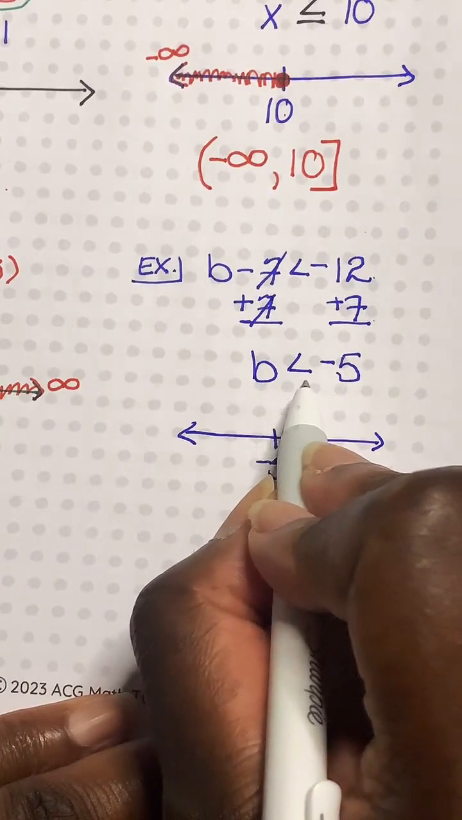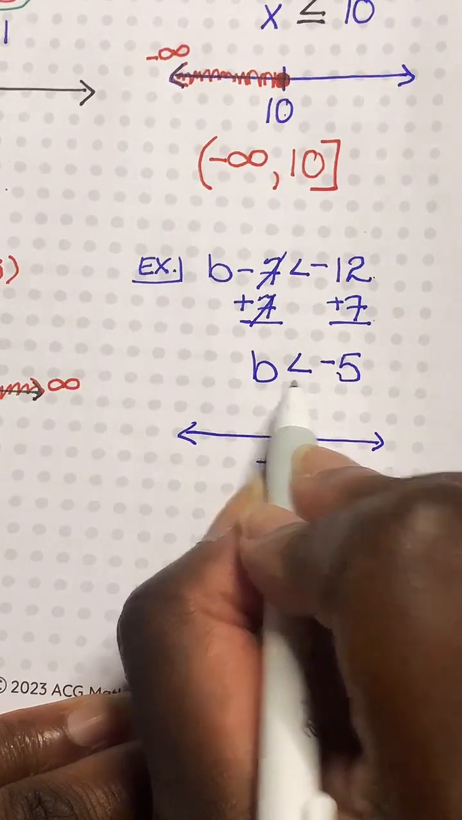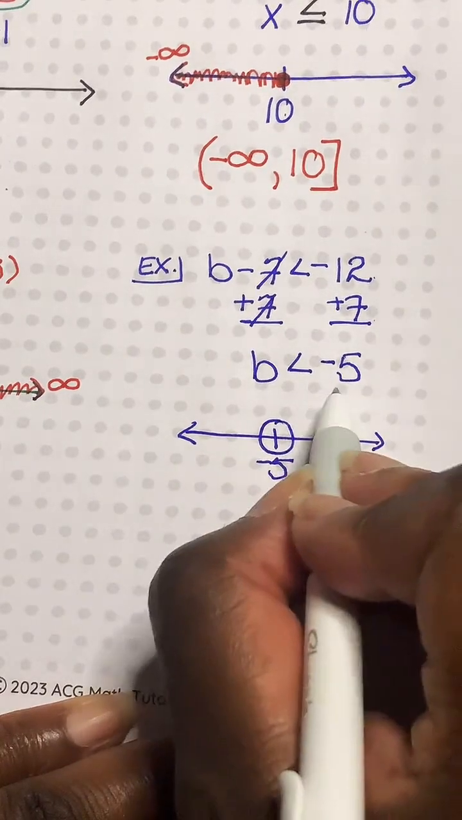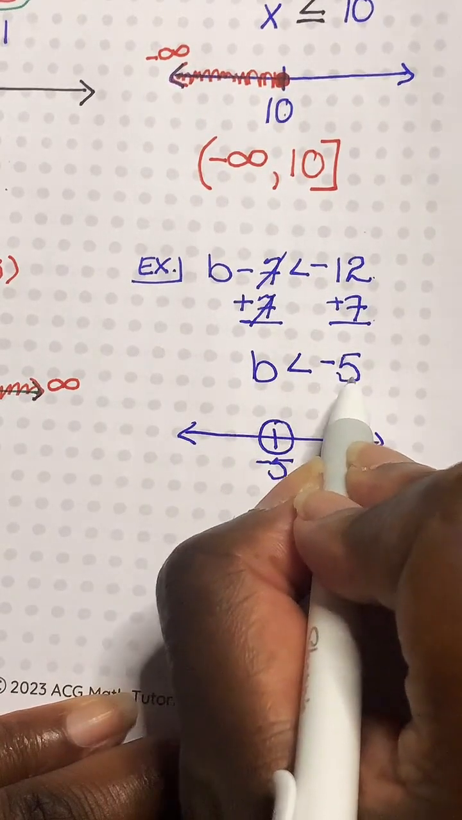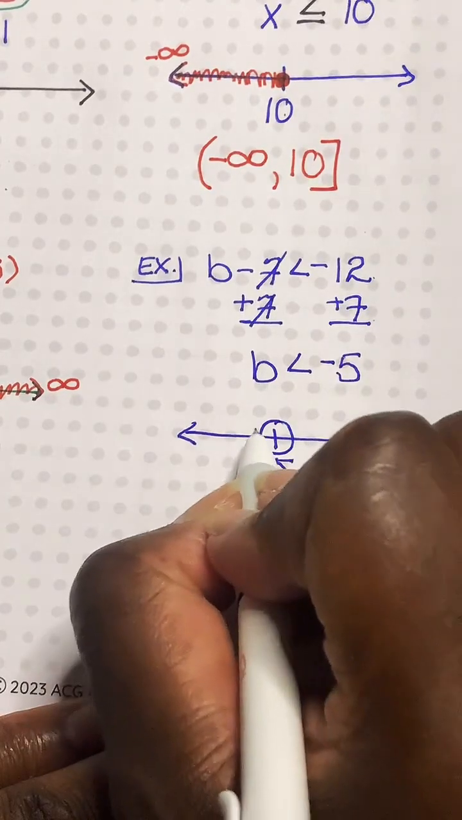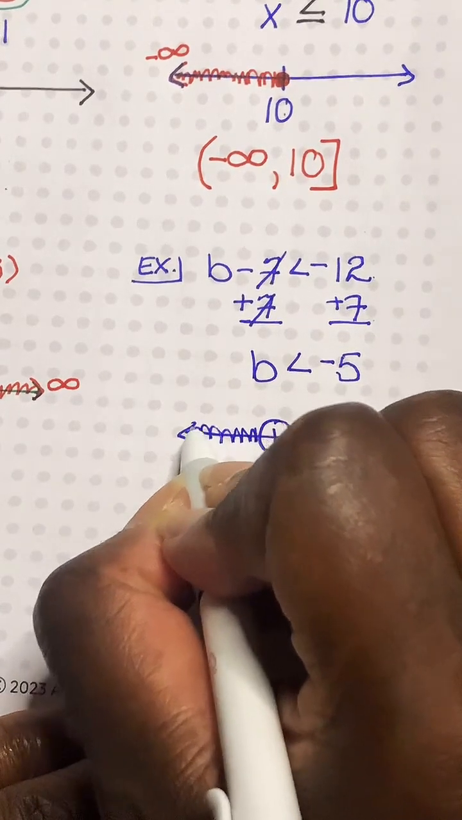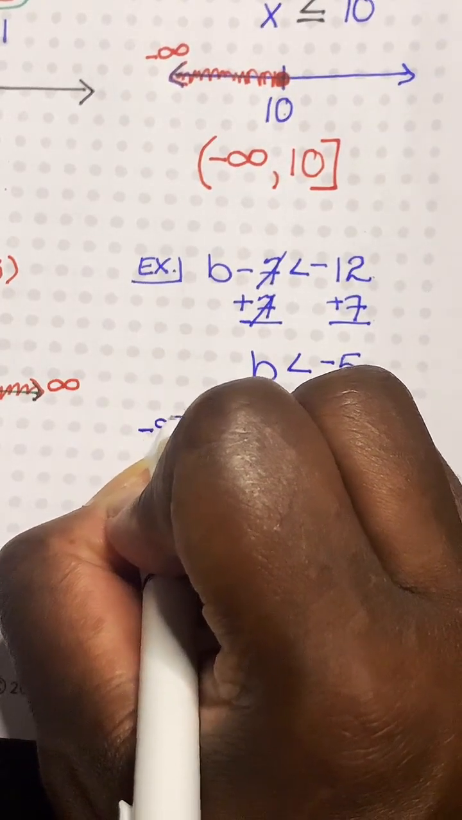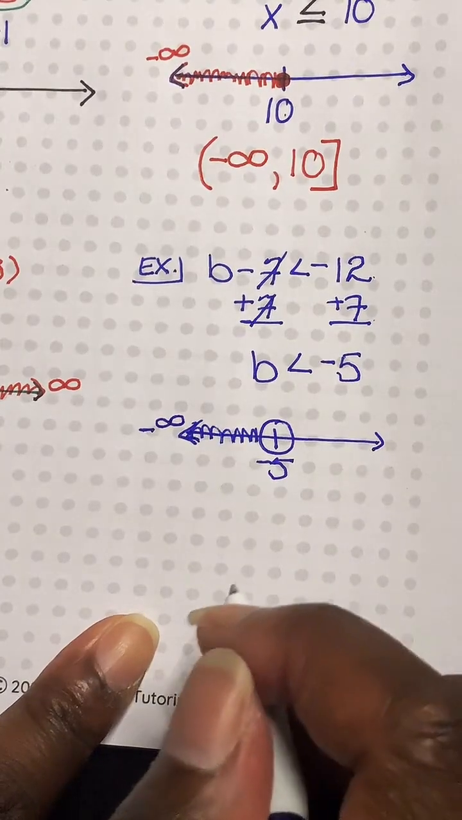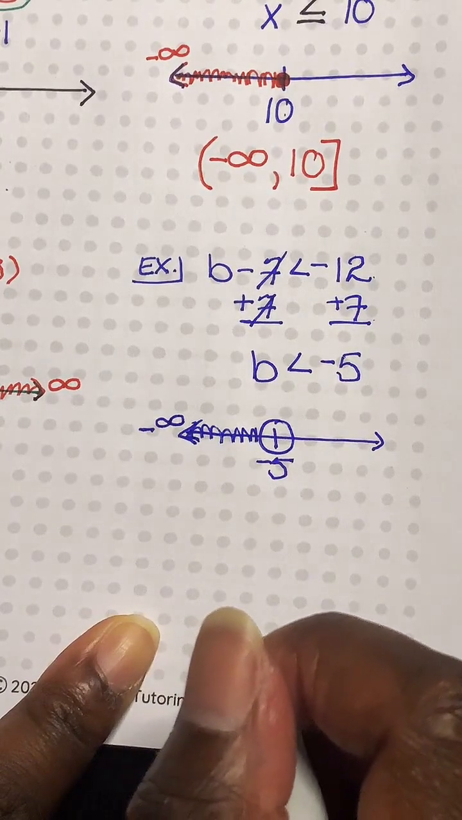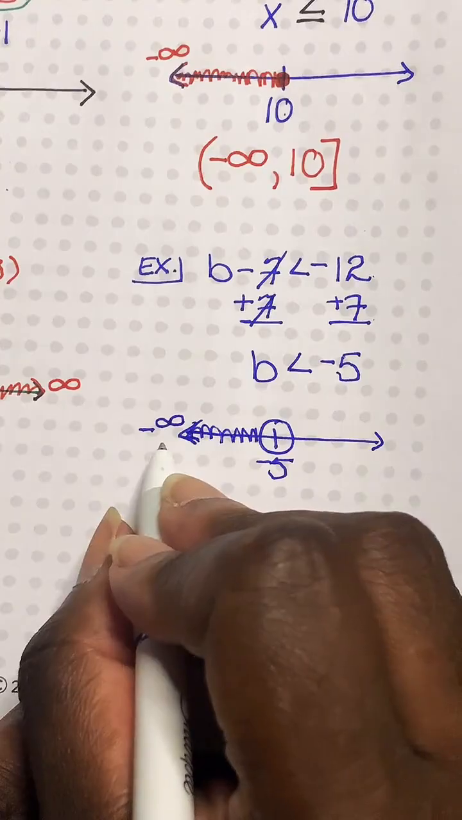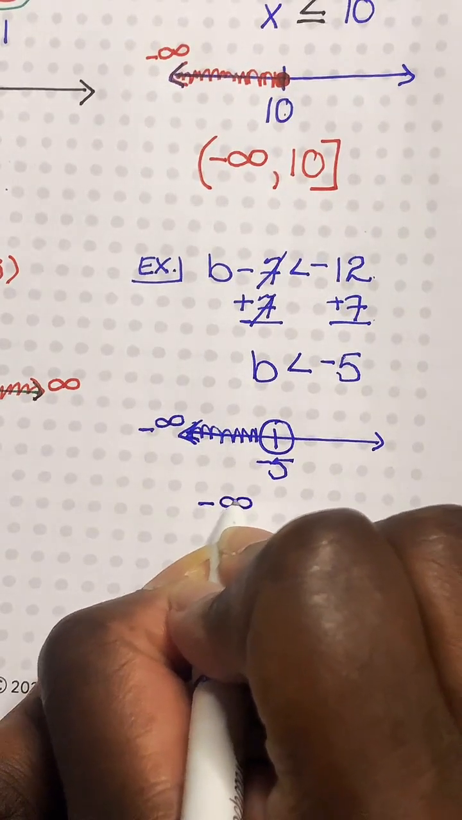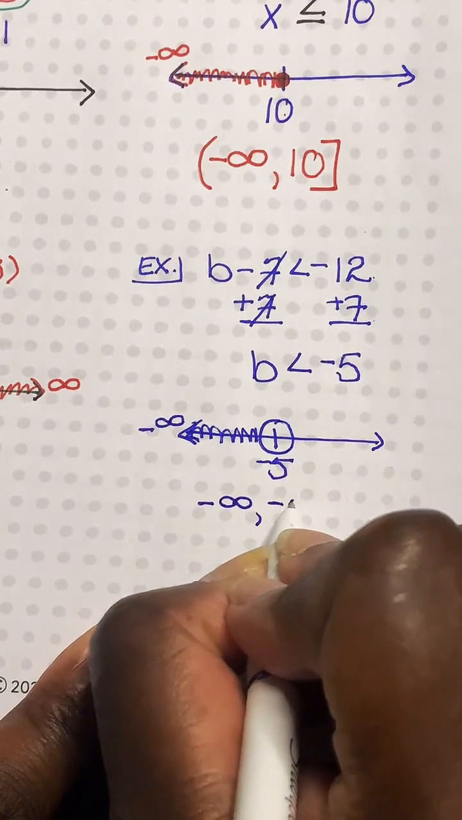All right, so since there's no line underneath our inequality, it's going to be an open circle. Now b is less than negative 5. So if it's less than, that means we're shading to the left all the way to negative infinity. So if we were to do the interval notation, we start with the lowest number, which is negative infinity, up to negative 5.